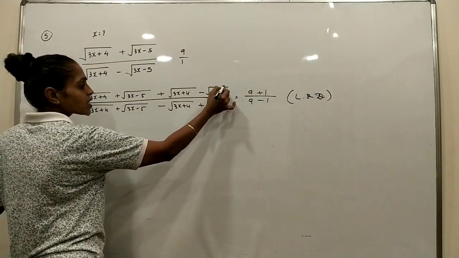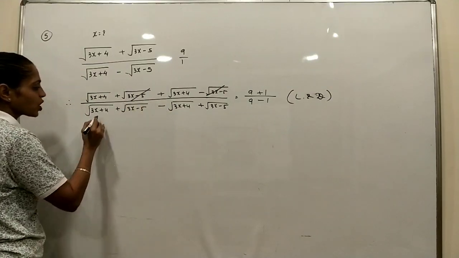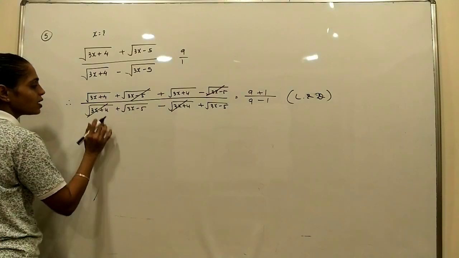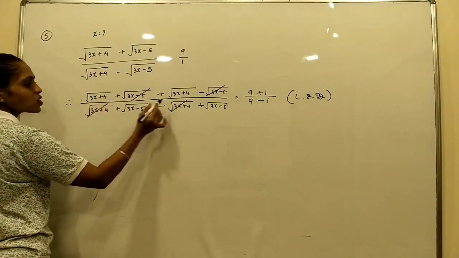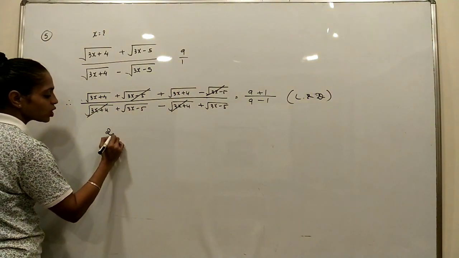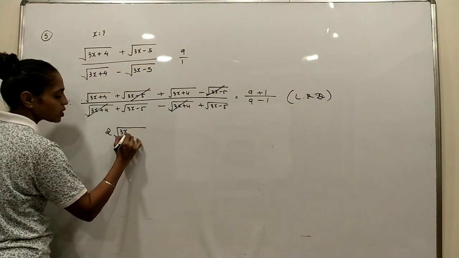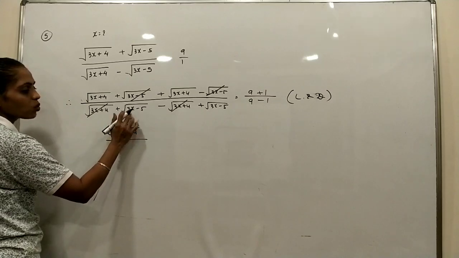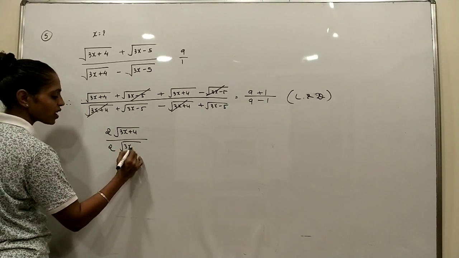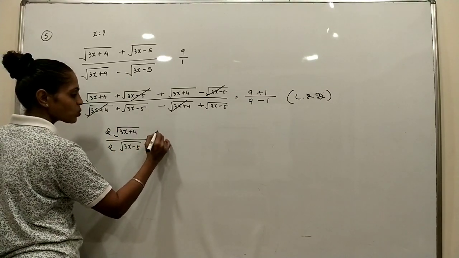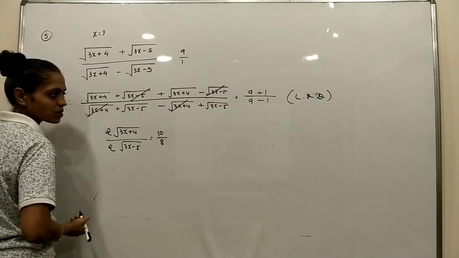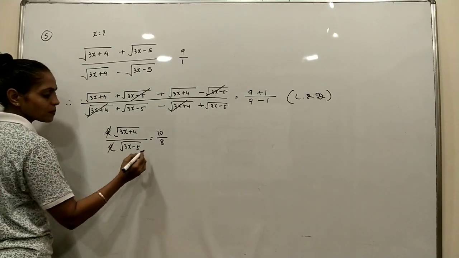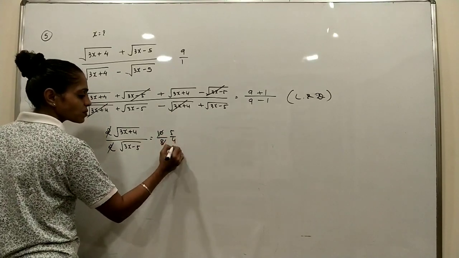Now root 3x minus 5 and root 3x minus 5, root 3x plus 4 and root 3x plus 4, plus and minus cancel. So we get 2 times root of 3x plus 4 in the numerator, and in the denominator 2 times root of 3x minus 5 is left. 9 plus 1 is 10 upon 9 minus 1 is 8. 2 cancel, it is 5 by 4.